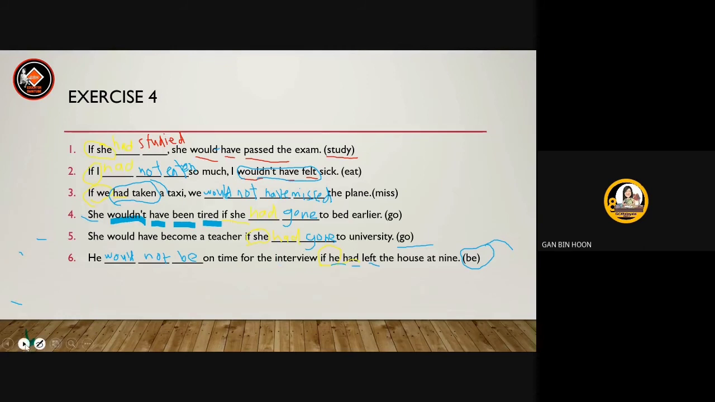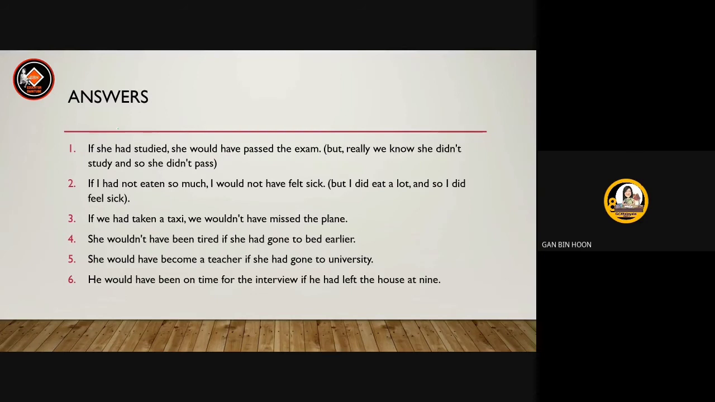So, let's look at the answer. Okay. If I take my marker is easier. If she had studied, she would have passed the exam. But really, we know she didn't study. So, she didn't pass. Okay, itu bermaksud kalau sesuatu berubah pada masa lepas, kemungkinan efek dia pun berubah. If I had not eaten so much, I would not have felt sick. But I did eat a lot, and so I did feel sick.